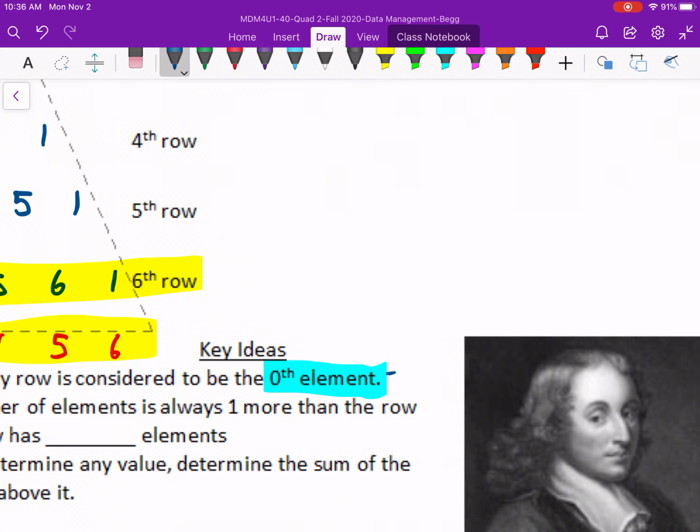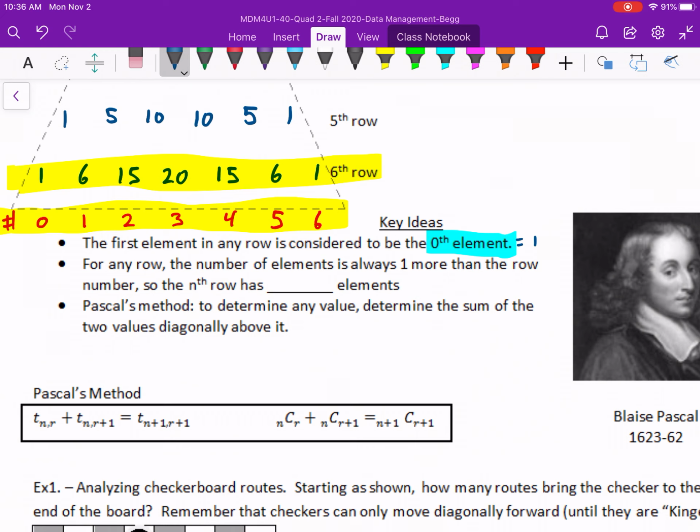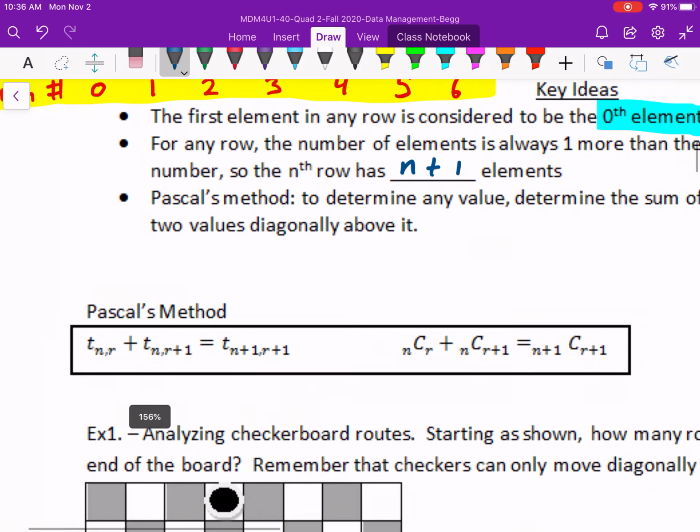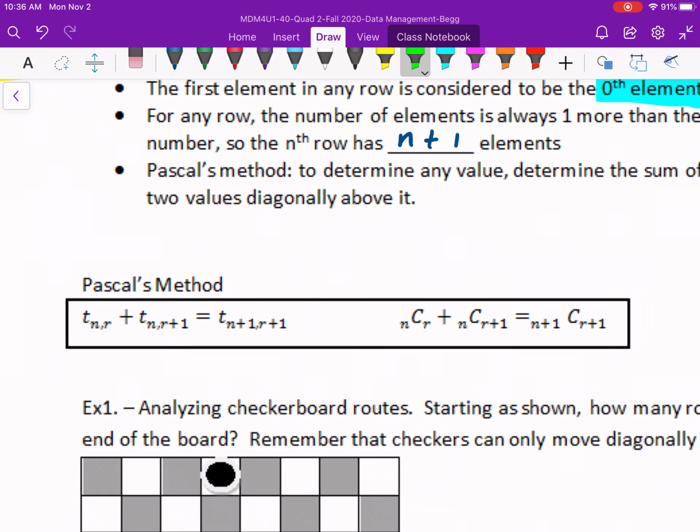So it always is equal to 1. For any row, the number of elements is always 1 more than the row number. So the nth row will have n plus 1 elements. We've talked about that. Pascal's method to determine any value: determine the sum of the two values diagonally above it. Already talked about that. And so this is Pascal's method here.